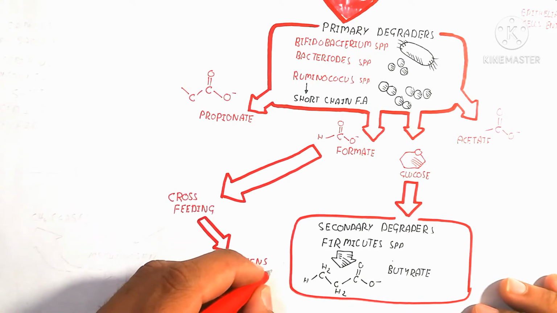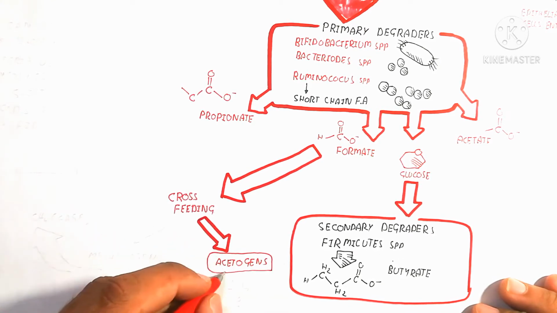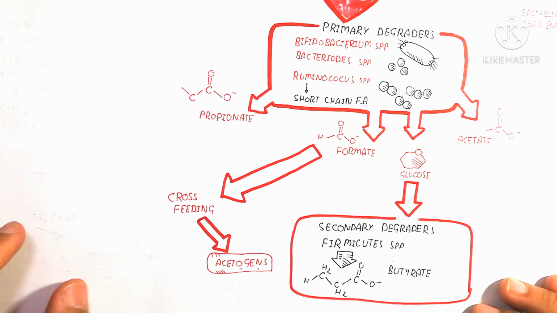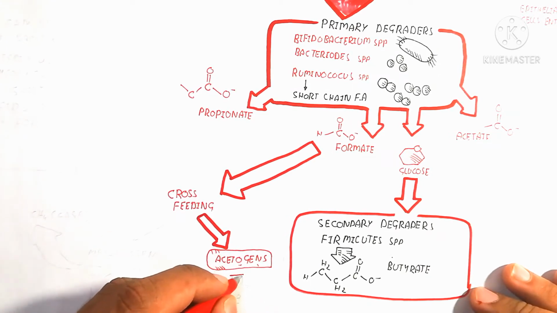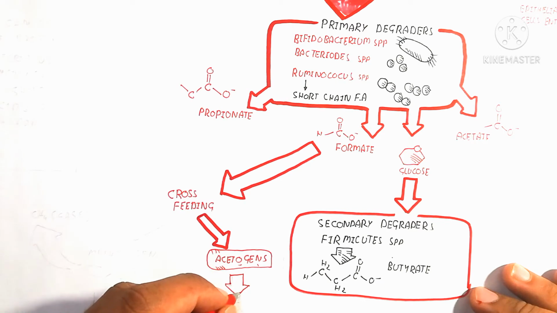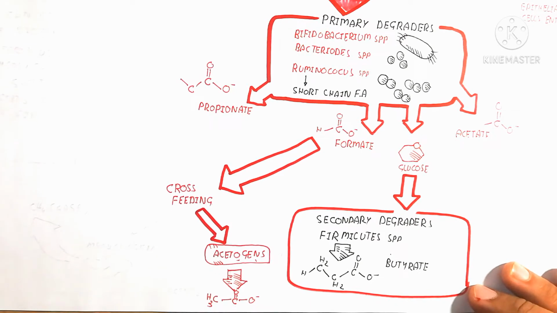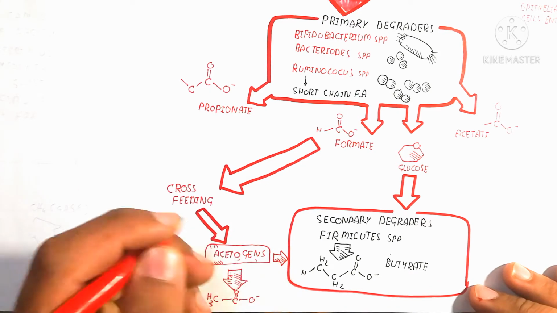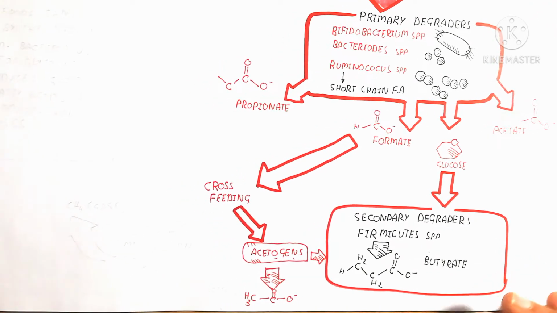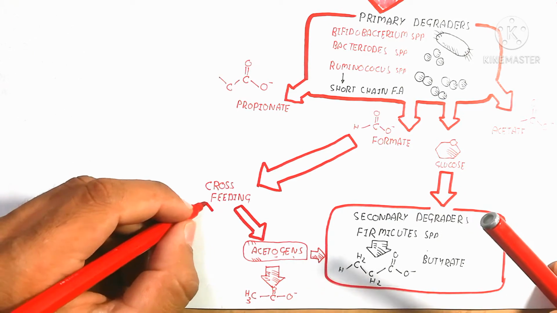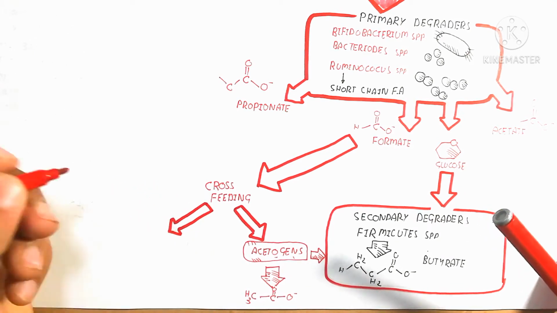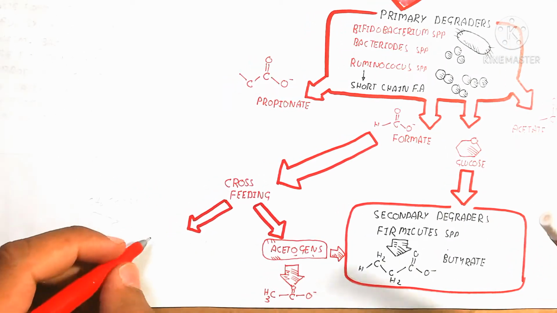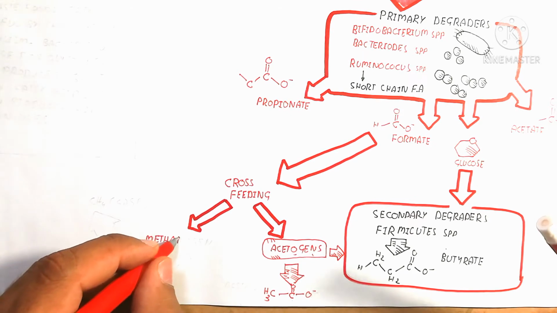So here is the cross feeding, where the acetogen eats the formate to produce acetate again from the formate. So this is the cross feeding: the primary degrader also produces acetate, but formate is also absorbed by the cross-feeding bacteria, the acetogen, to produce acetate.